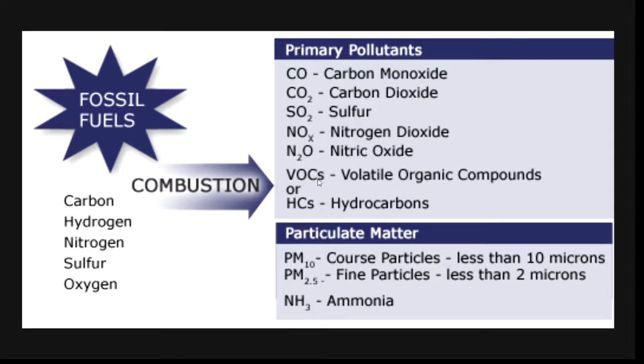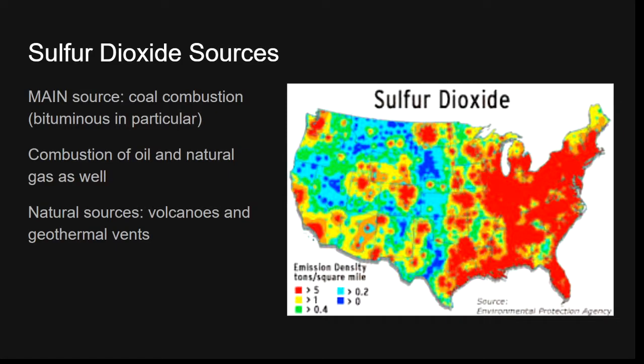Okay, and so we talked about here the pollutants, and we've talked about carbon monoxide, carbon dioxide, and the VOCs, etc. Okay, sulfur dioxide. Again, sulfur dioxide, our main source is always going to be coal combustion, particularly that bituminous coal, or the softer coal, which has greater sulfur amounts.